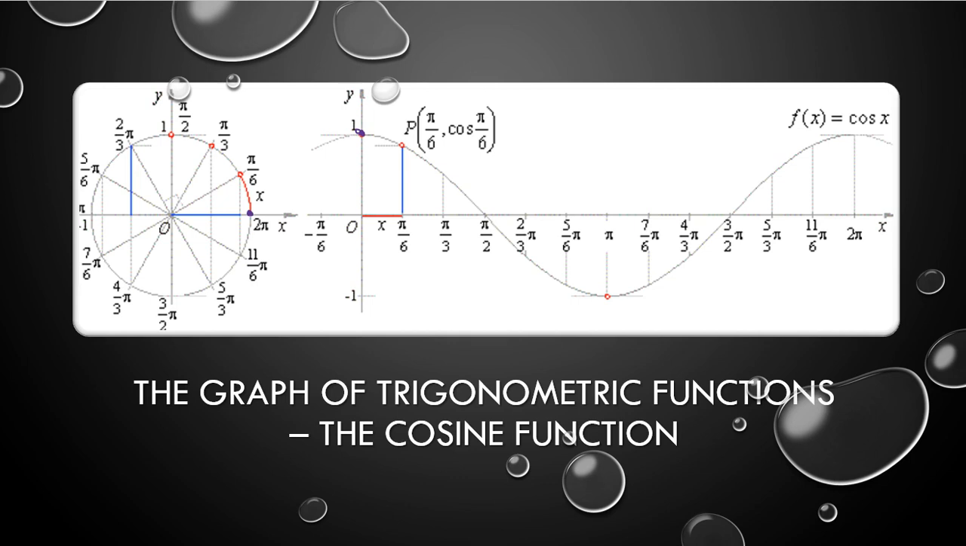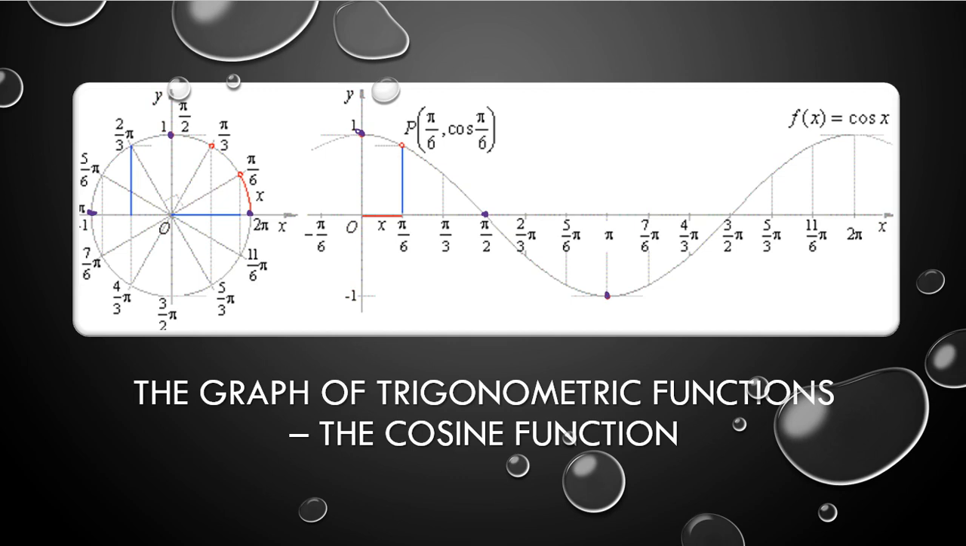And if we go to pi over 2, then the value of cosine x here is 0. And then if we go further to pi, we know that cosine pi is the same as cosine 0, but negative. So we have the minimum value here.